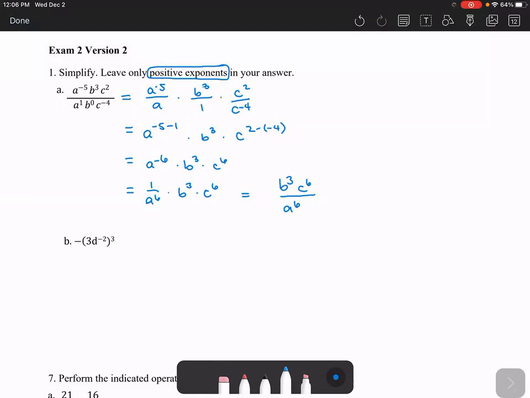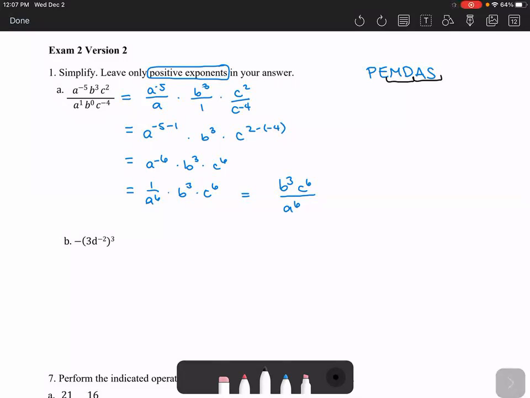Okay, so the next question is part B. In this one, we only have one variable, only D. We're just simplifying it using the order of operations, where multiplication and division are grouped and addition and subtraction are grouped. There is a set of parentheses in this question around 3D to the negative 2, but there's no operation in those parentheses for us to perform, right? It just has the parentheses around that one term.